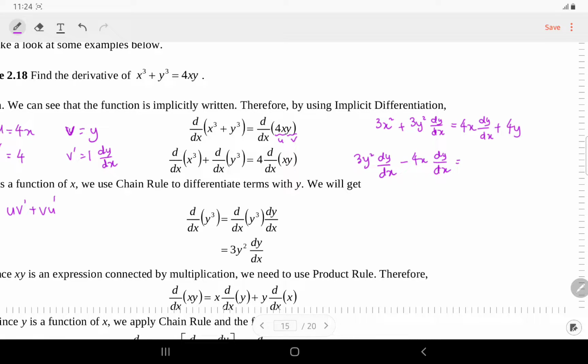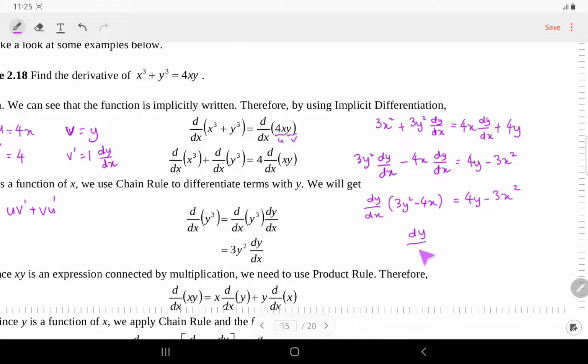Then the terms that do not contain dy over dx, you need to bring to the right side. So 4y, minus 3x squared. Then we want to make dy over dx the subject, so here we need to factorize dy over dx. In a bracket we have 3y squared minus 4x, equals 4y minus 3x squared.